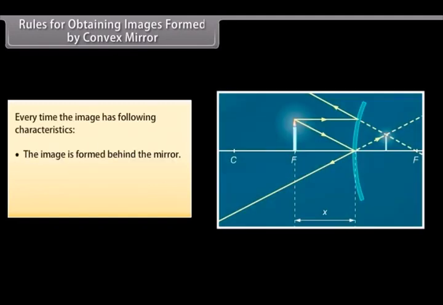Every time, the image has the following characteristics. The image is formed behind the mirror. It is virtual and erect, smaller than the object.